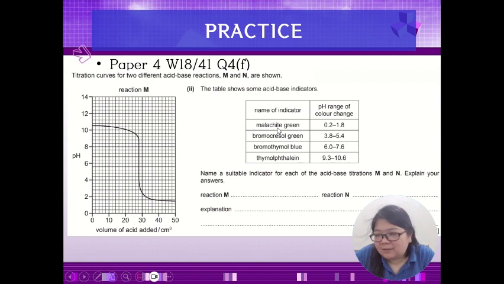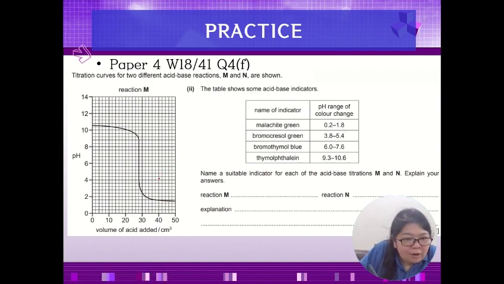So for malachite green, 0.2 to 1.8. Let me plot 0.2 to 1.8. Sorry, 0.2 should be lower, right? 0.2 to 1.8, I would say until here probably. So malachite green changes color within this region, and you see it's totally out of the vertical region here. So we cannot choose malachite green as the indicator.